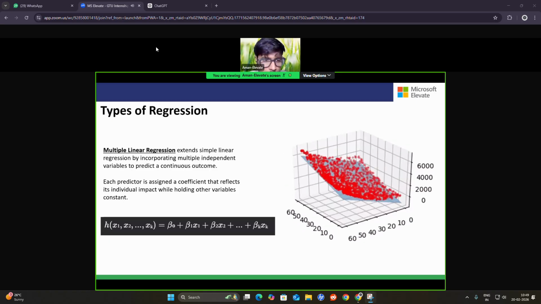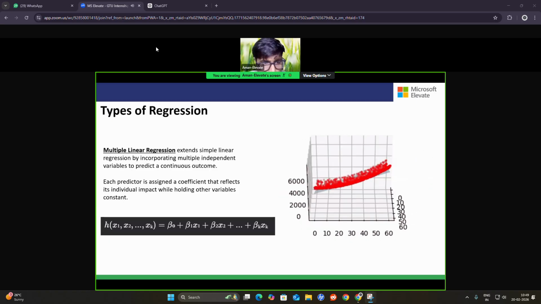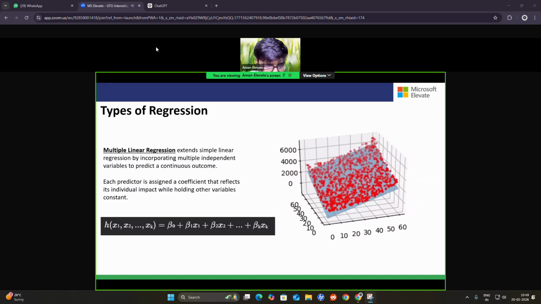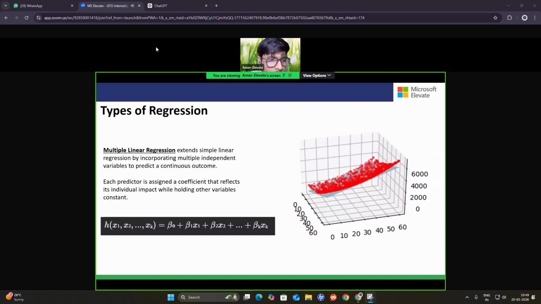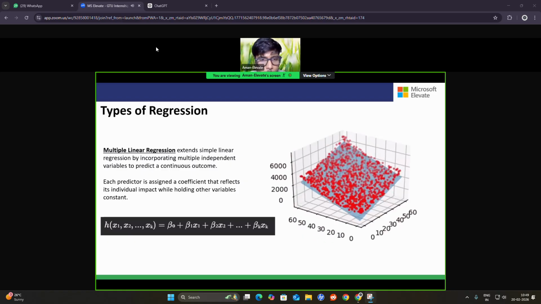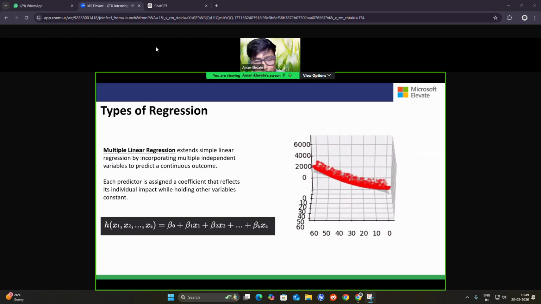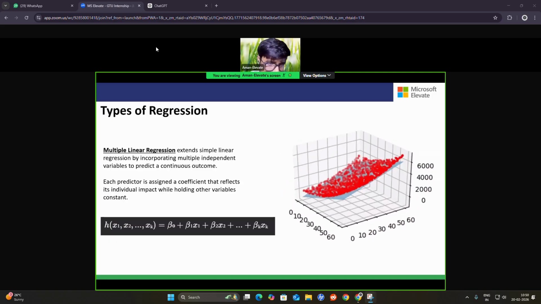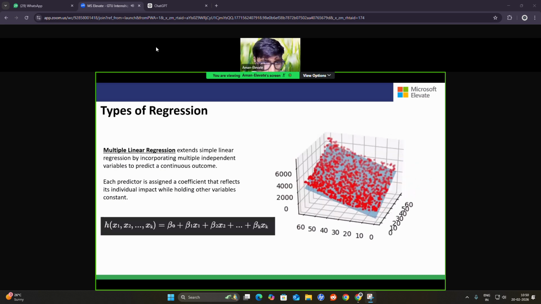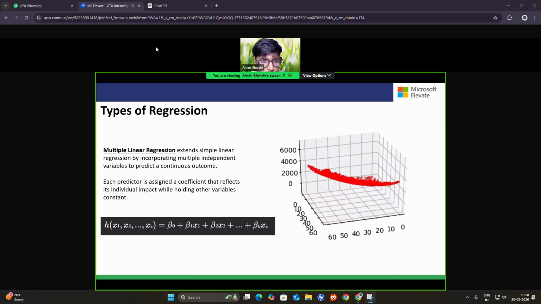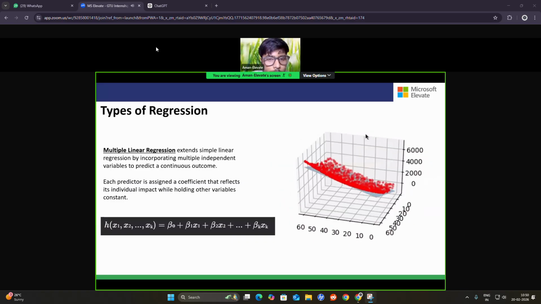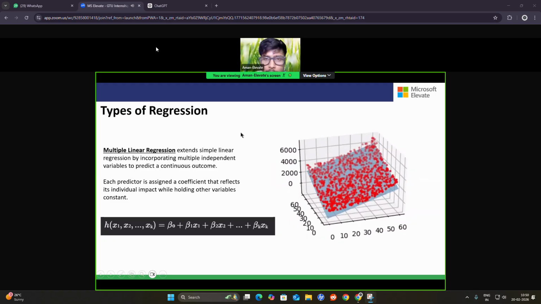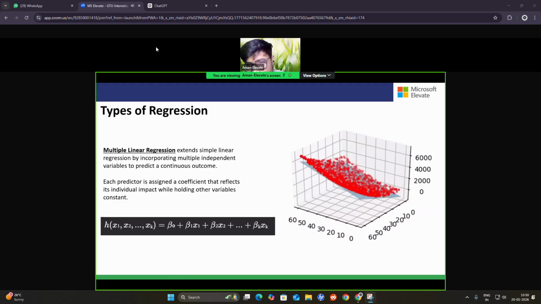Is it a line? Yeah, it's a plane here instead of a line. Yes, Aditya. That's why I'm saying if it is not a line, then why are we calling it multiple linear regression? It is multiple linear regression because of the degree of the equation. Can you see the degree? What is the degree?